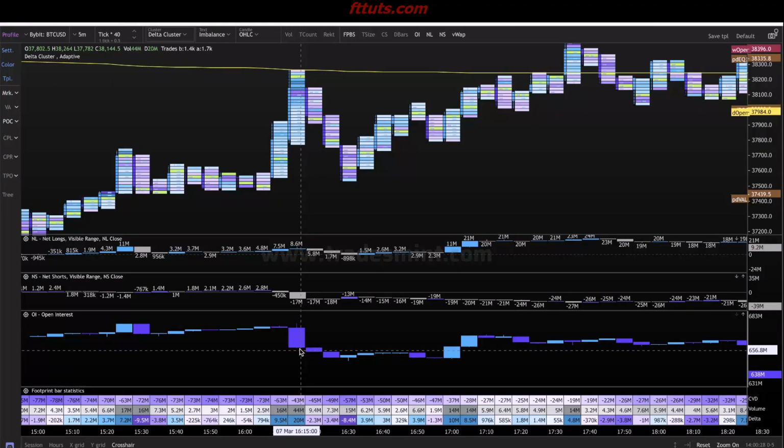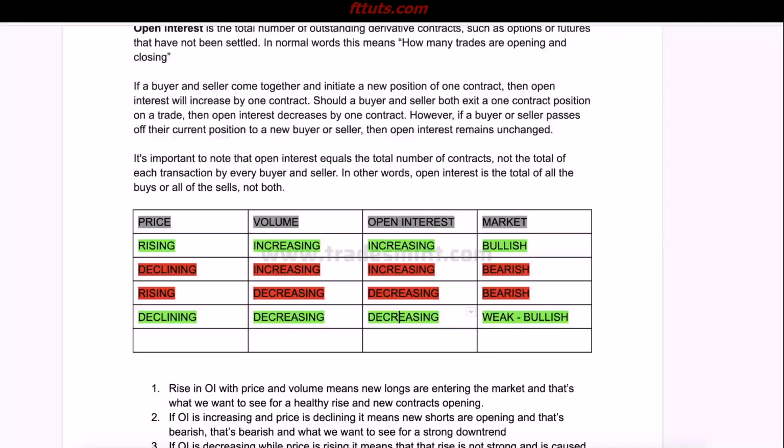There's not a lot of volume behind this move. There's not a lot of sellers coming in who are going to push this to the upside. So that's a very weak move to the upside, which is why, even though price is rising, open interest and volume are decreasing. That is a bearish trend.